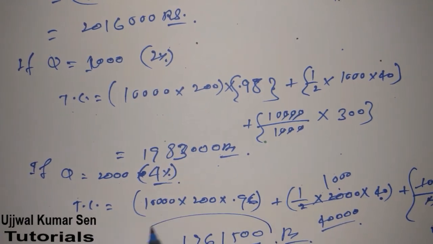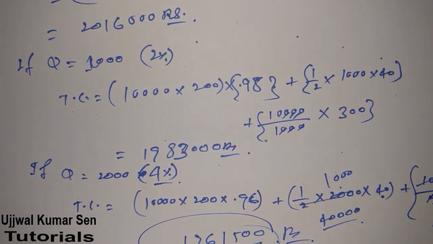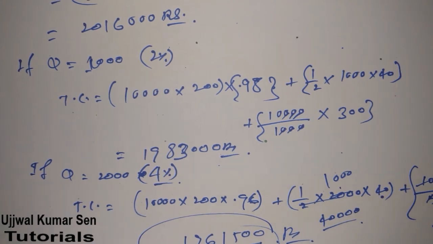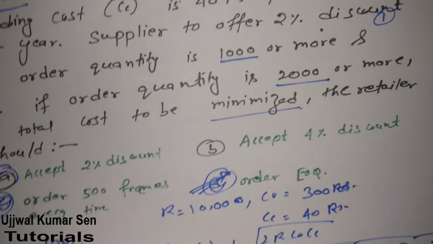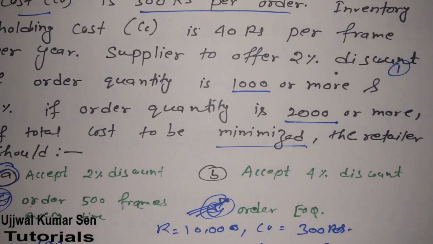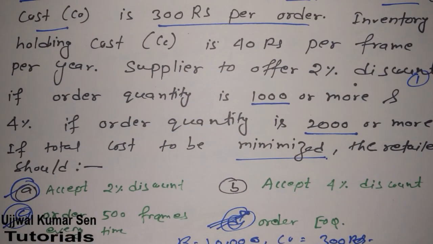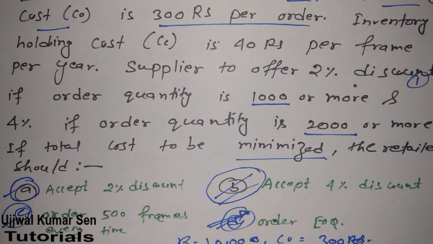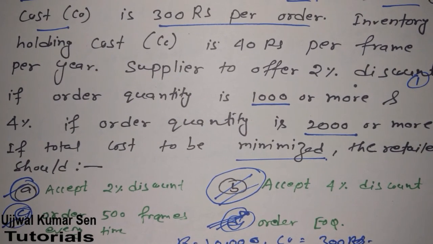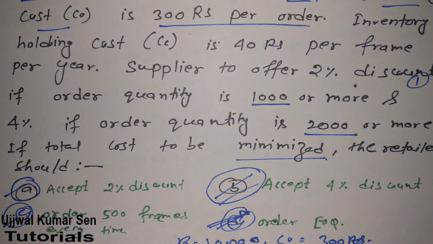Where we get the minimum rupee value, that is 19 lakhs. It's a very good amount. 19,61,500 rupees. So the minimized cost for the retailer, the quantity the retailer should order, is option B. So option B is the right answer for this question. If you get this type of problem, don't make one mistake: don't try to find out only one option, try to find out all, then choose which one is right. In this way you can mark the right answer.